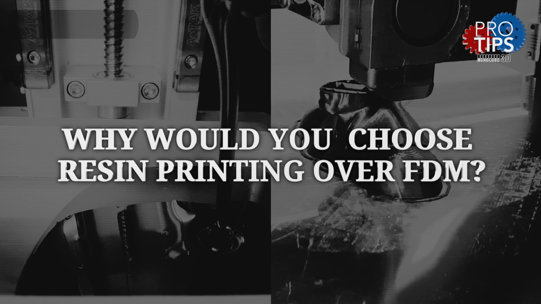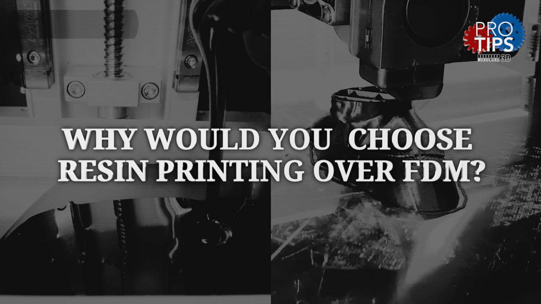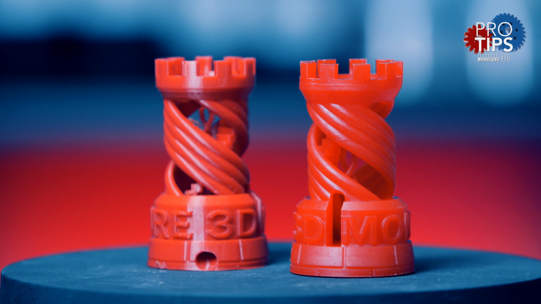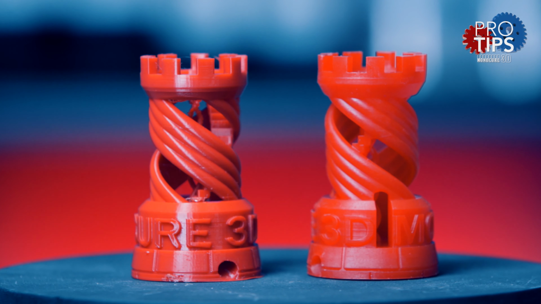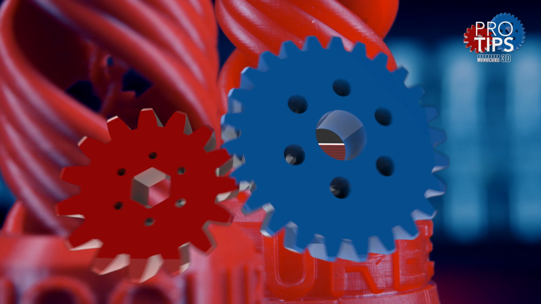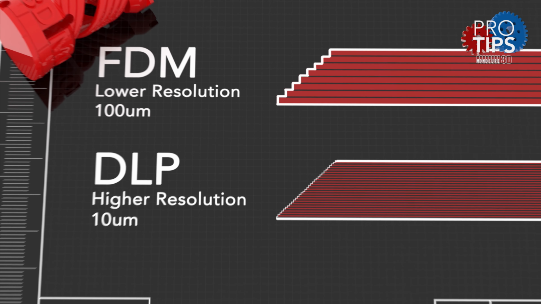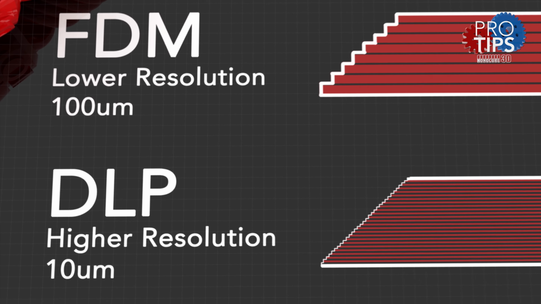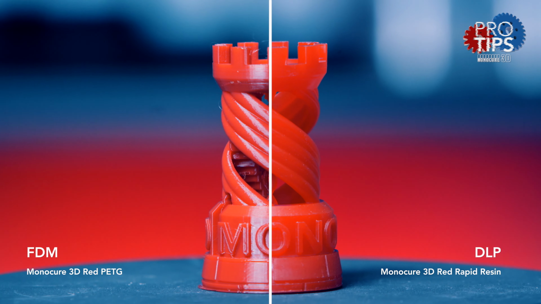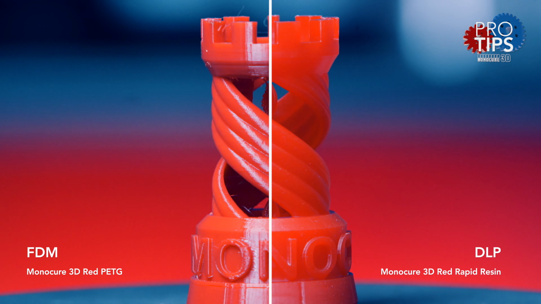So why would you choose resin printing over FDM? The main difference between the two technologies is the surface quality of the finished result. Most FDM printers will print at their lowest at 100 microns, where a DLP printer can usually print as low as 10 micron layers. At 100 microns, you can see the layer lines quite easily. If you're making a part that needed very fine detail, then resin printing would be a more suitable option.